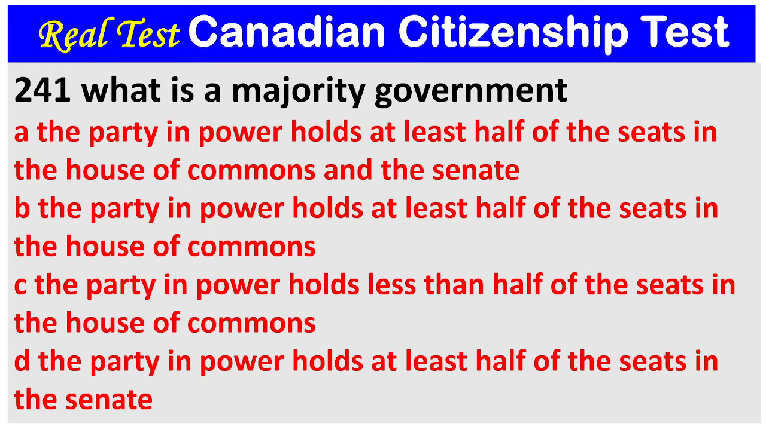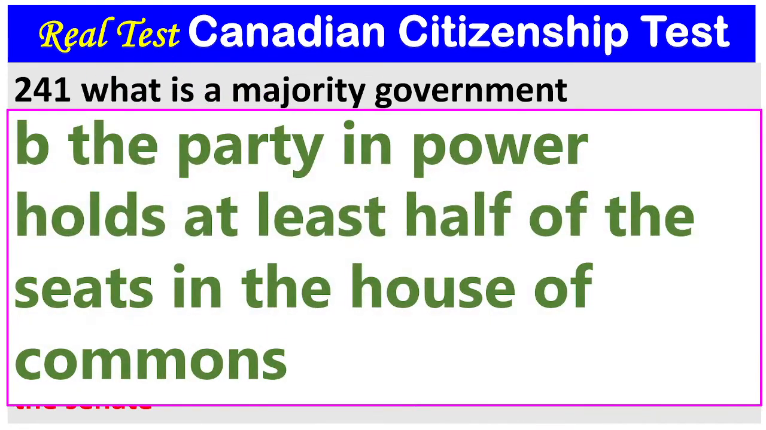Question 241. What is a majority government? A. The party in power holds at least half of the seats in the House of Commons and the Senate. B. The party in power holds at least half of the seats in the House of Commons. C. The party in power holds less than half of the seats in the House of Commons. D. The party in power holds at least half of the seats in the Senate. The answer is B. The party in power holds at least half of the seats in the House of Commons.